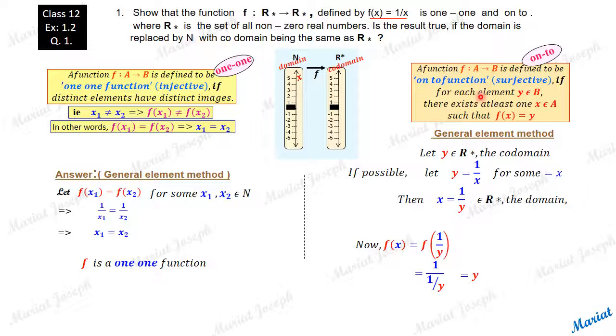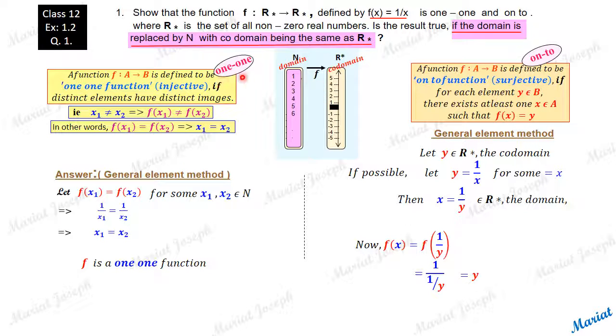Now, continue with the second part of the question. That is, if the domain is replaced by the set of natural numbers. The domain this time is not R star, only the set of natural numbers. That is, negative numbers are avoided, and only the positive integers are taken, which is the set of natural numbers. Codomain being the same. Now let's see.